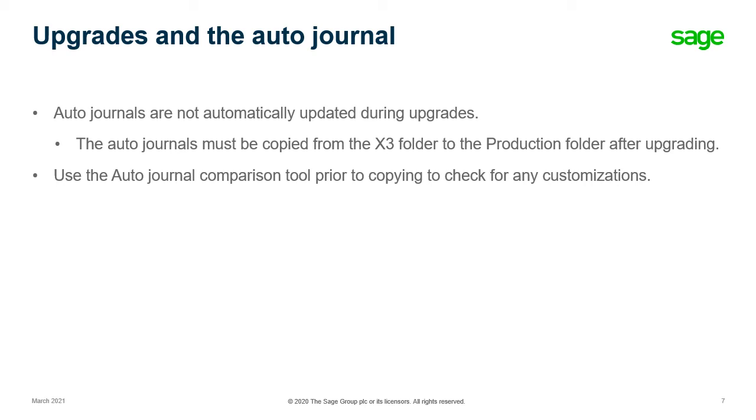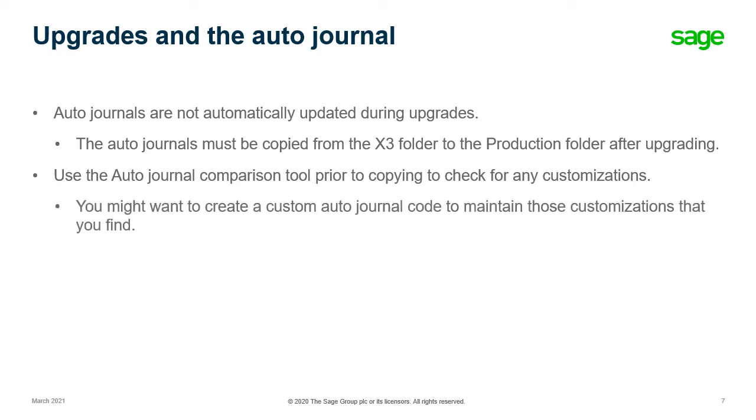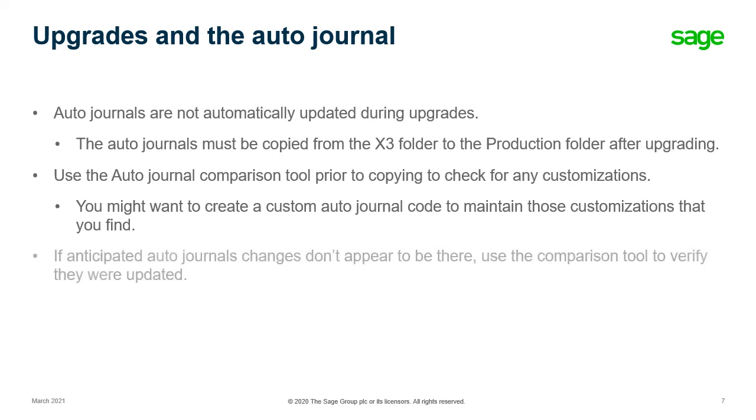Use the auto journal comparison tool prior to copying to check for any customizations that you might want to maintain. And you might want to create a custom auto journal code to maintain those customizations that you find rather than just throwing them back into an existing code. If anticipated auto journal changes don't appear to be there, use the comparison tool to verify that they were updated.